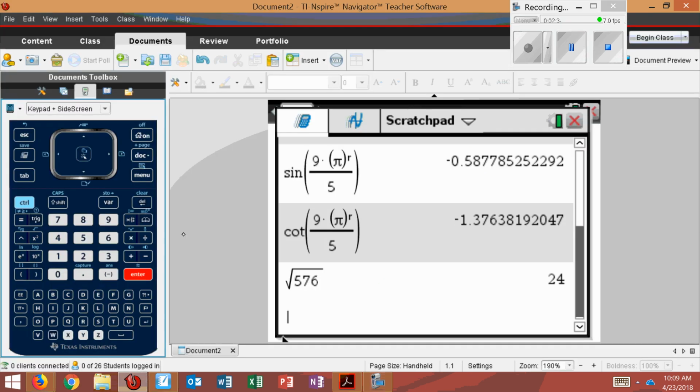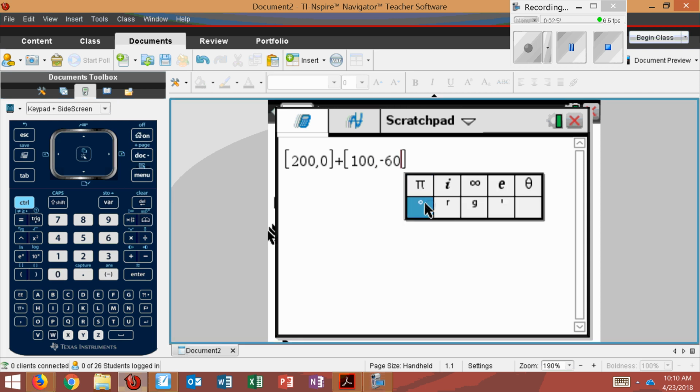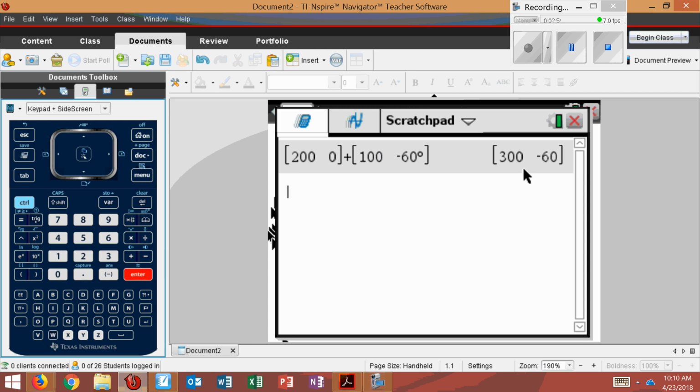What I'm going to do is add these two vectors together and see what we come up with. So let's go over to our calculator, and we'll type these in. The first vector was 200, comma 0, and I add this to the other vector, which was 100, comma, and we said negative 60 degrees because it's going downward 60 degrees. I'll hit the degree button. Now that I have them both in, I press enter, and it tells me my value.